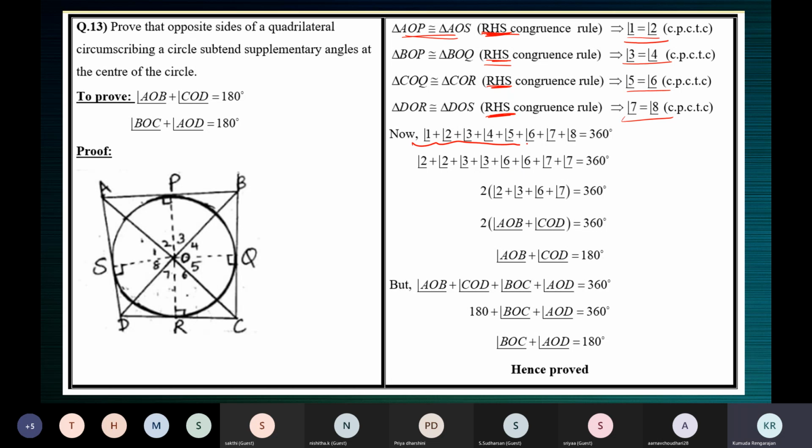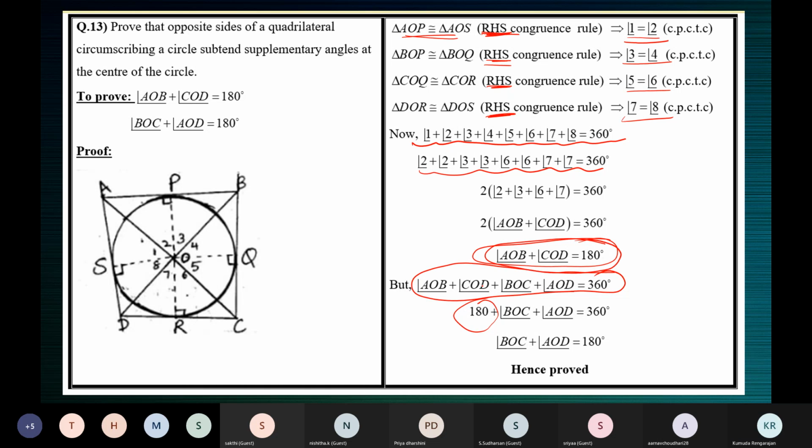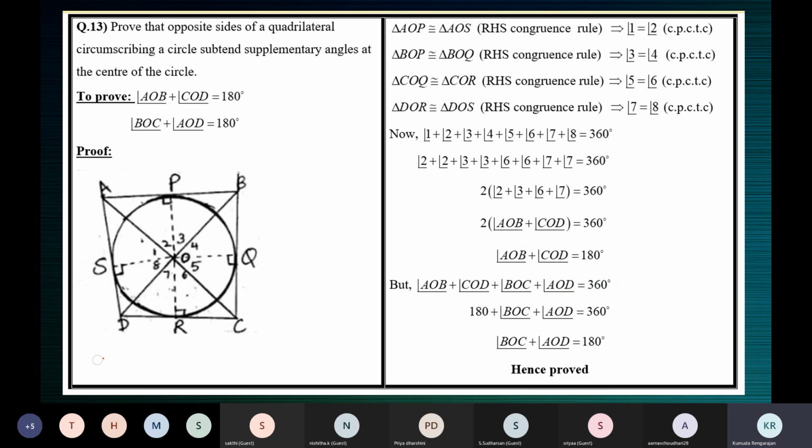Then the sum of all the angles around a point is 360 degrees. I told you about this. So opposite angles are supplementary. Again, use the same property: the sum of all the angles around a point is equal to 360. Substitute this. AOD plus COD is 180. This one is 180, this one is 180, so the sum of these two angles also will be 180. 360 minus 180 is 180. Please take a screenshot.